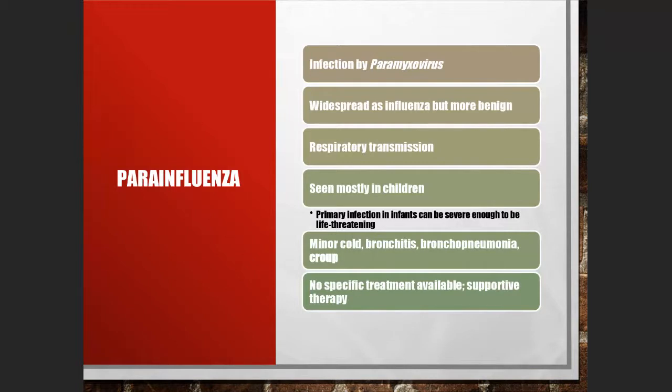The first one is parainfluenza. This parainfluenza is caused by the paramyxovirus. It is very similar to influenza, but less contagious and less dangerous compared to the influenza caused by orthomyxoviruses. Remember in the previous lecture, we talked about influenza A, B, or C. This one is called parainfluenza, which is less contagious and less dangerous, mostly in children. Parainfluenza usually attacks children, and the signs and symptoms are minor cold, bronchitis, and bronchopneumonia.